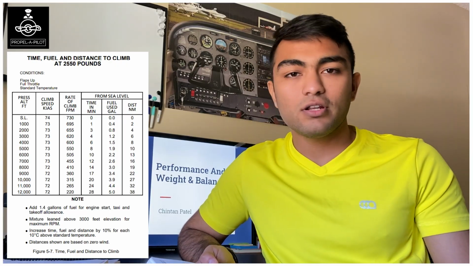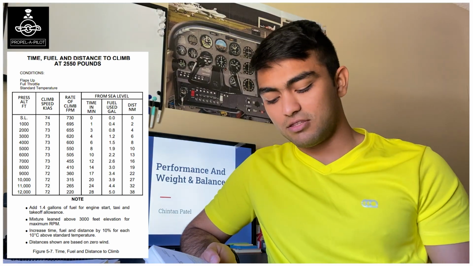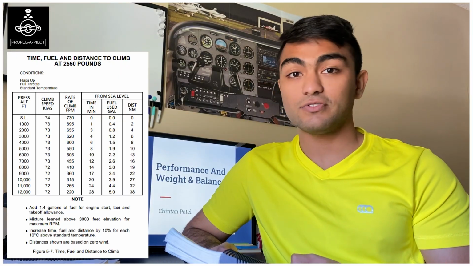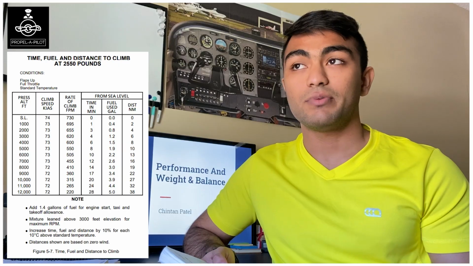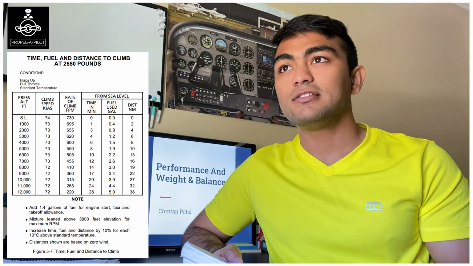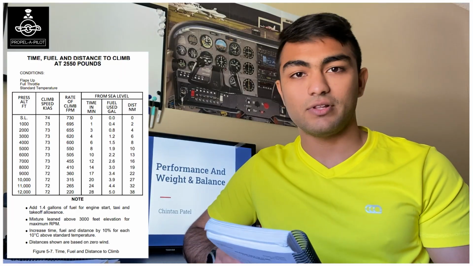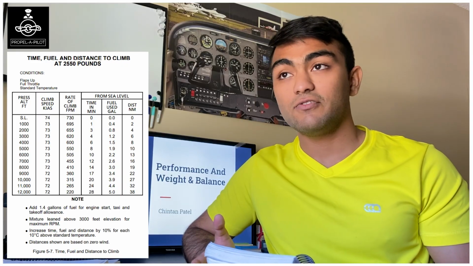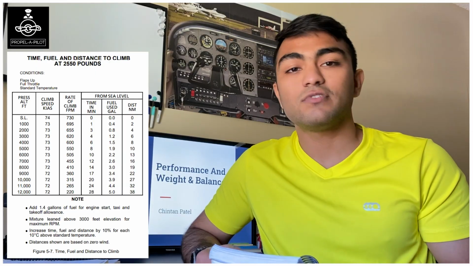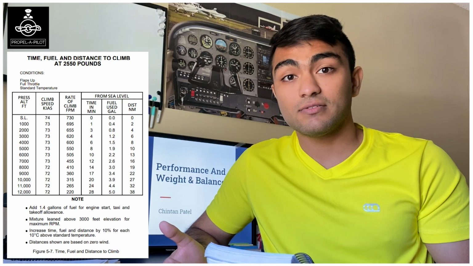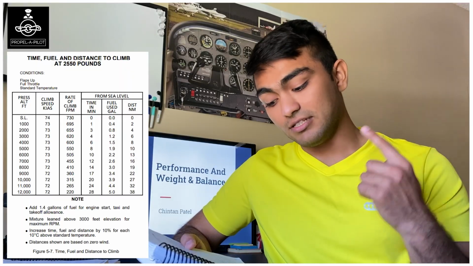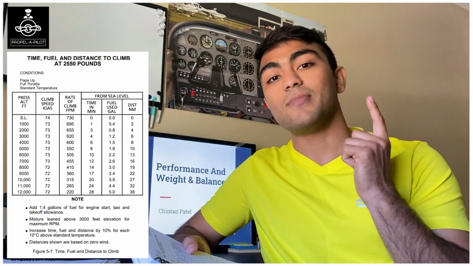Alright, one important thing I would like to mention is the third note that talks about increasing time, fuel and distance by 10% for each 10 degrees above standard. I like to take the temperature of the airport that I'm departing from. Let's say I'm departing from an airport at around sea level. The standard temperature at sea level should be 15 degrees Celsius. But on a particular day, it is a hot summer afternoon where it is 25 degrees Celsius. So right now the temperature is 10 degrees above standard. This 10 degrees above standard needs an increase in the time, fuel and distance by 10%.